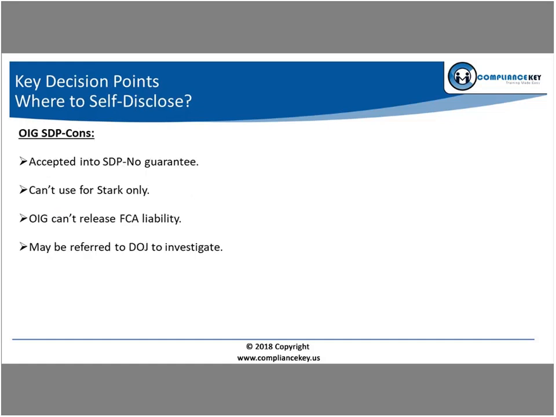On the con side, there's no real guarantee that you're going to get accepted into the self-disclosure protocol. You can't use it for Stark-only type violations. That's what the self-referral disclosure protocol is for. The OIG can't release False Claims Act liability. They don't have the authority to do that, and so the issue could get referred over to the Department of Justice to investigate. So that's also something to keep in mind with regard to the OIG self-disclosure protocol.